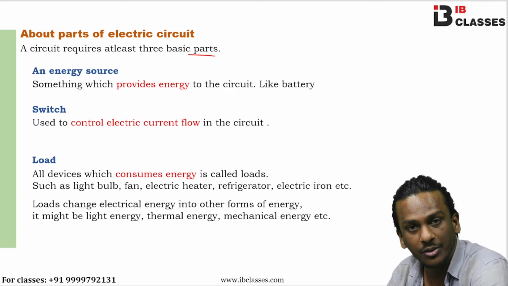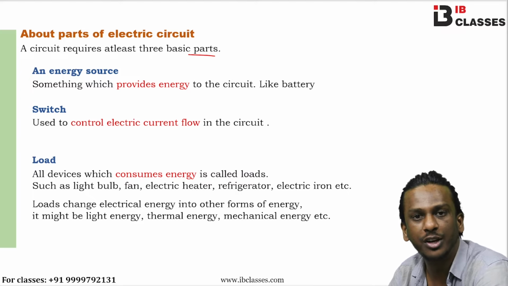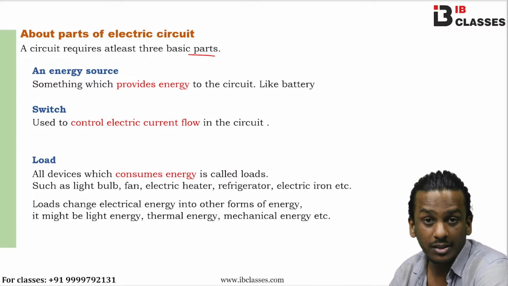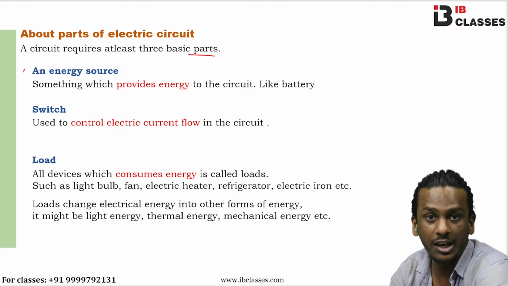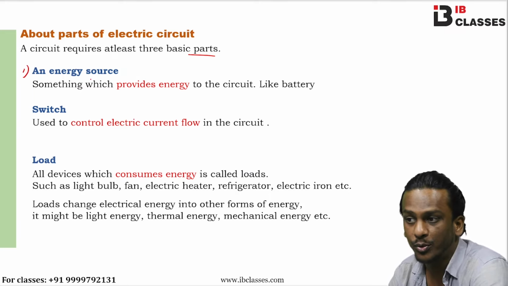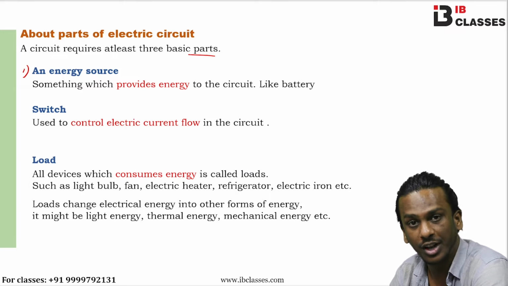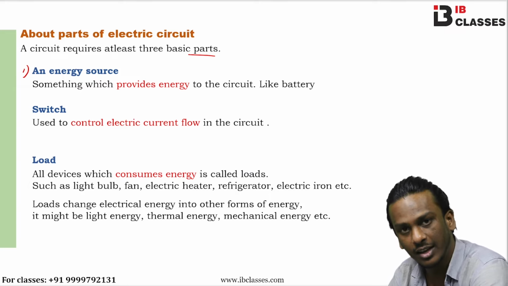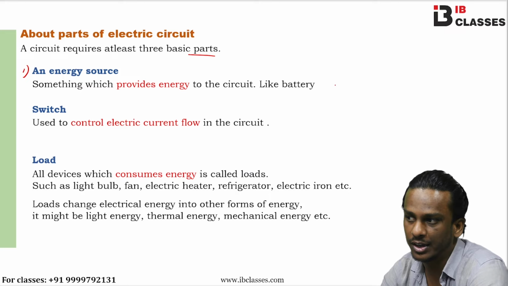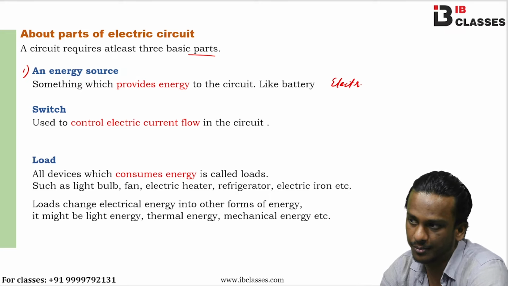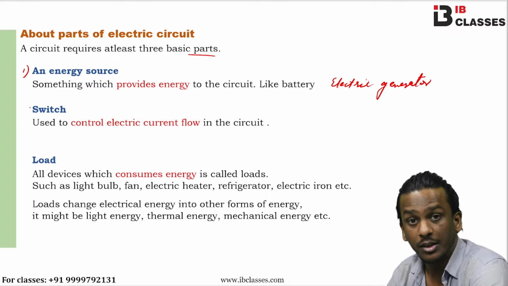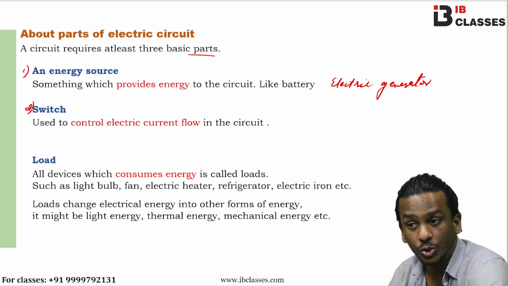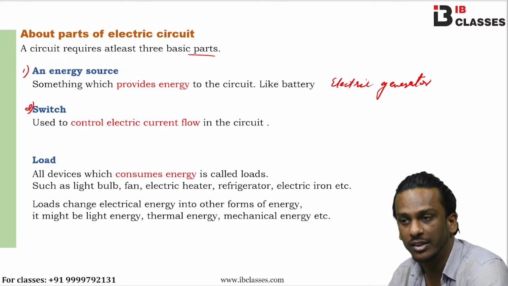And now we are going to understand a little about the components of the electric circuit. A circuit requires at least three basic parts. The first one is the energy source. Something which provides energy to the circuit is said to be the energy source, just like an electric battery. The second one is the switch. The switch is used to control the electric current flow within the circuit.